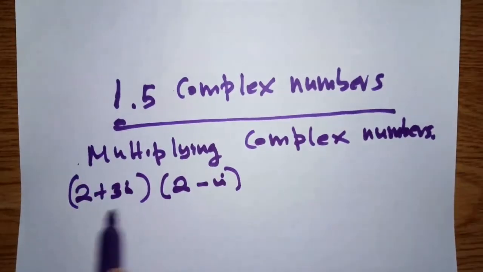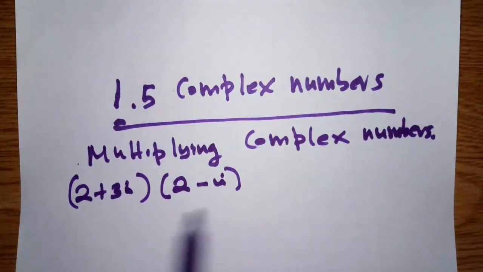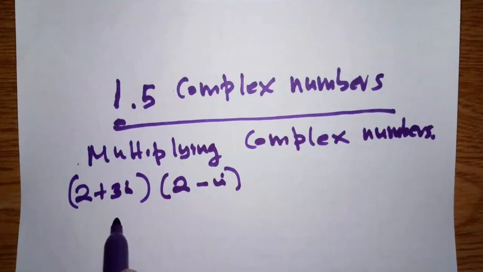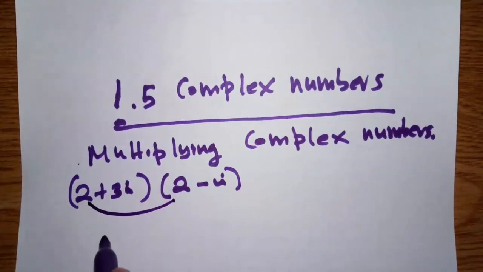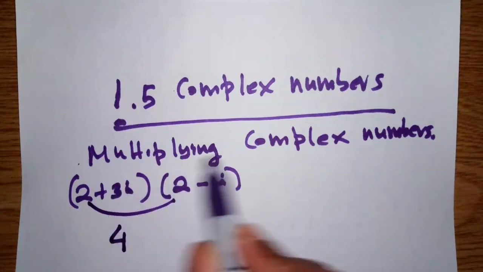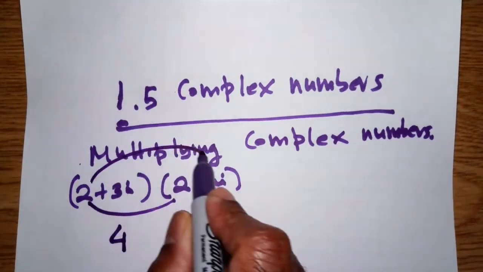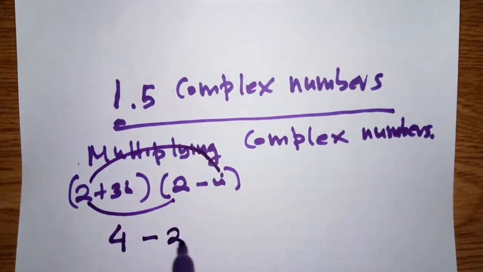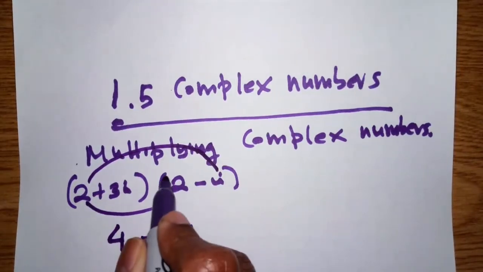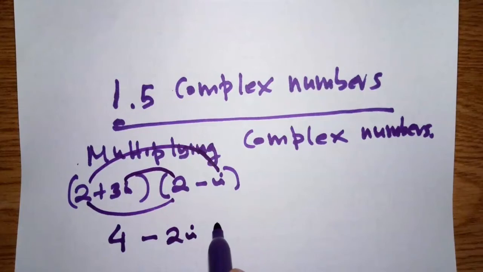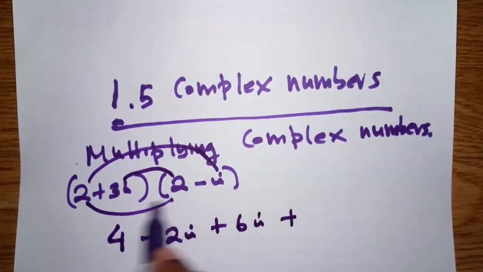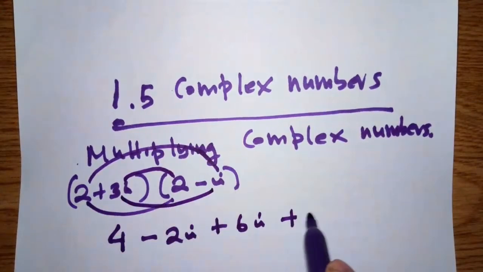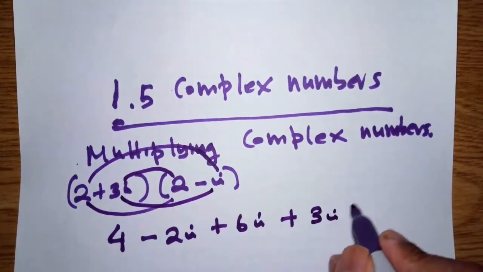So I have two complex numbers and I want to multiply them. Okay, so the idea is 2 plus 3i and 2 minus i. So what you do is you just FOIL them as usual. If you FOIL them, you take 2 and 2, which is 4, and then you take 2 and negative i, 2 times negative i, which is negative 2i, and then you go to this one, 3 times 2i, 2 times 3i, which is 6i, and then finally you have the last piece, which is 3i times negative i.